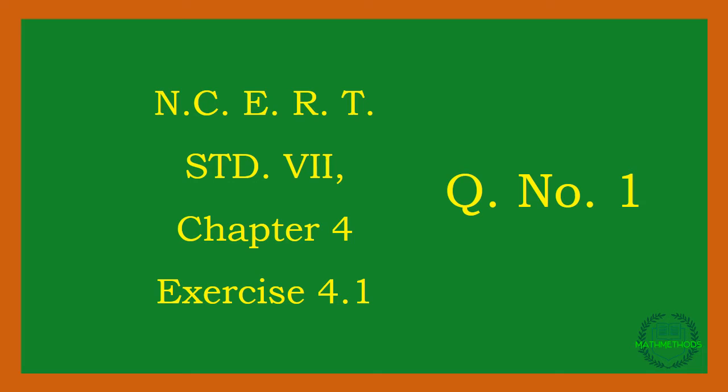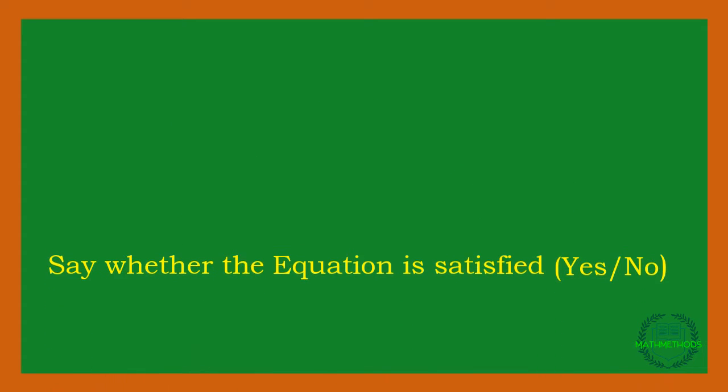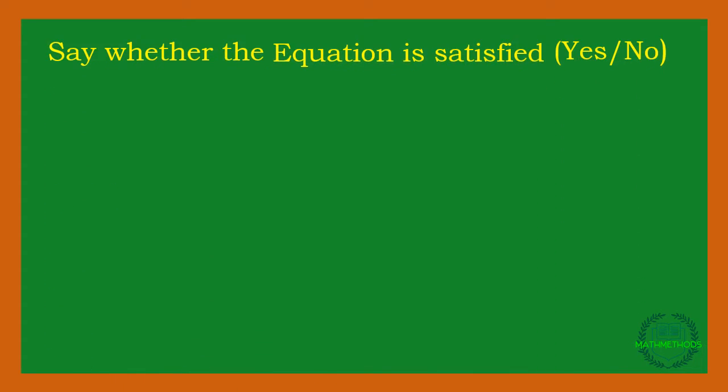In this video, we'll take up question number 1 of exercise 4.1 of class 7. That is, say whether the equation is satisfied. From this exercise, I will choose and solve a few examples for you so that you can solve the remaining exercise by yourself. Let's take the first example, that is x plus 3 equals 0 for the value of x equals 3.